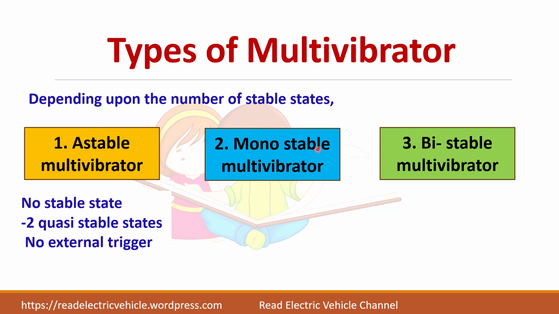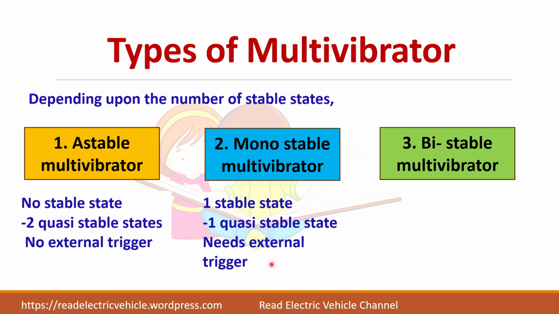Whereas if you see monostable, mono means one. So there is one stable state and one quasi-stable state. To move from stable to quasi-stable, you have to give an external pulse. But from quasi-stable state to stable, it comes automatically. Then this is bistable multivibrator. Bi means two stable states. So you have to give the external pulse or external trigger to move from one state to another. In this particular video, we will be seeing about astable multivibrator.